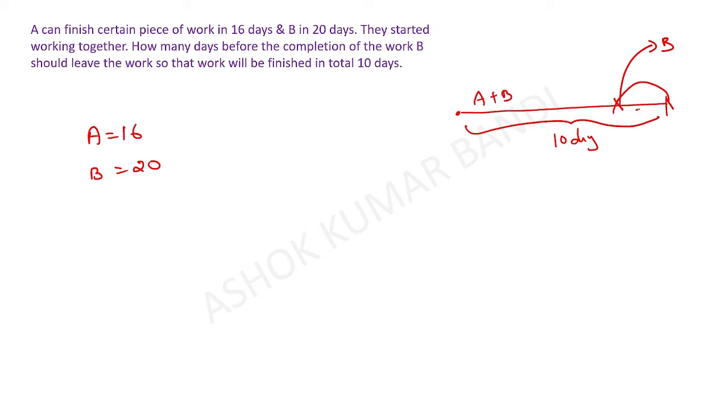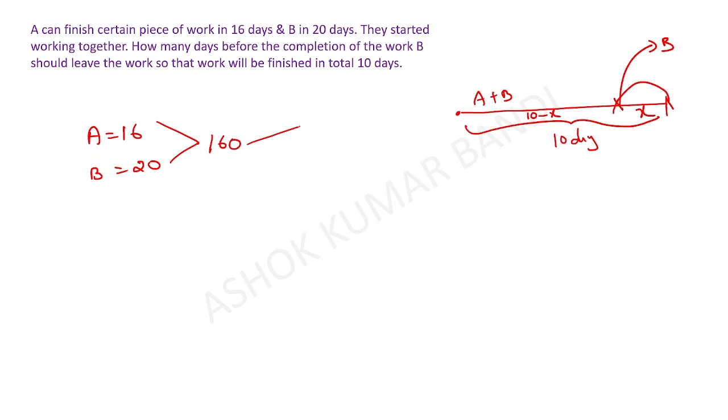Let us take x days before completion that B is leaving the work, so that the work will be finished in a total of 10 days. If this is x, this value should be equal to 10 minus x days. So the first step is simple: find the LCM. Let us take 160. You can take any number that will cancel both the given days.